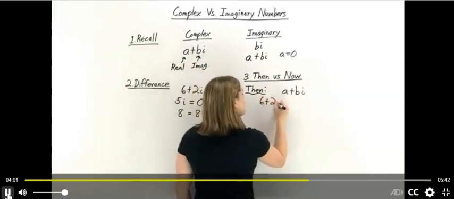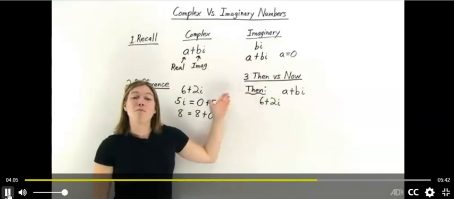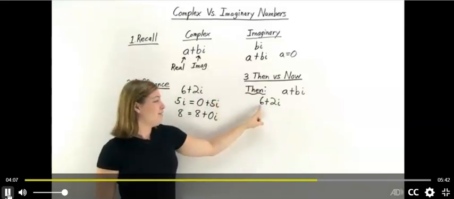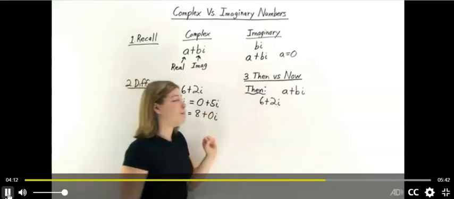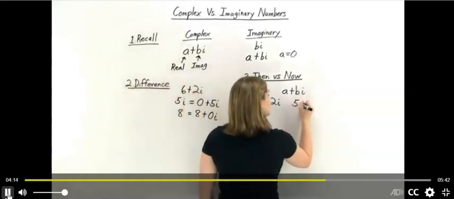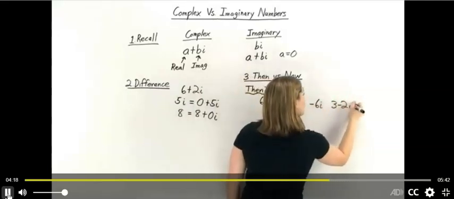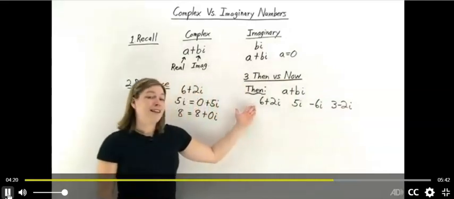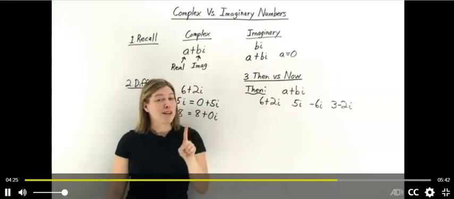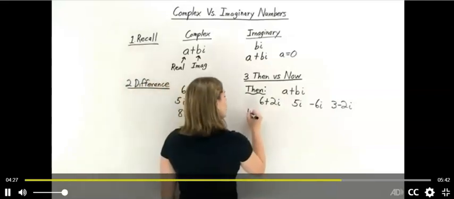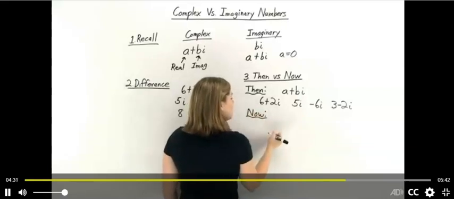So, a number like 6 plus 2i, which today is a complex number, would be called an imaginary number back then. Here we can see the real part and the imaginary part, but this would classify as an imaginary number. Also, 5i, negative 6i, or 3 minus 2i. Those would all classify as imaginary numbers from the original definition. But today, we have refined the definition a little bit. We have classified all of those as complex numbers.